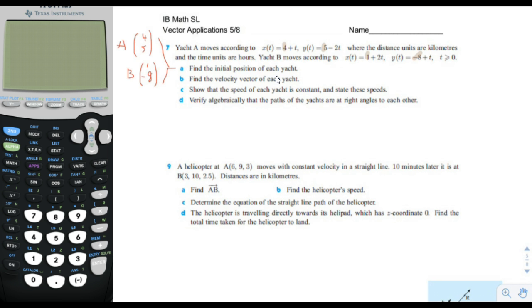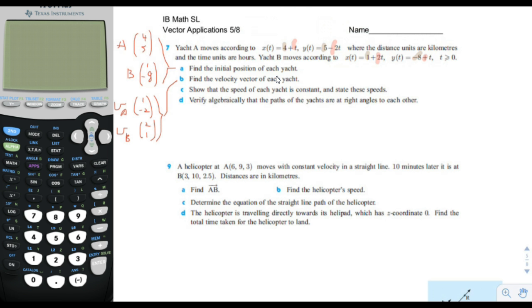Okay. Find the velocity vector of each yacht. This is also not too hard. It'd be (1, negative 2) for A, and (2, 1) for B. That would be the velocity of A, velocity of B.